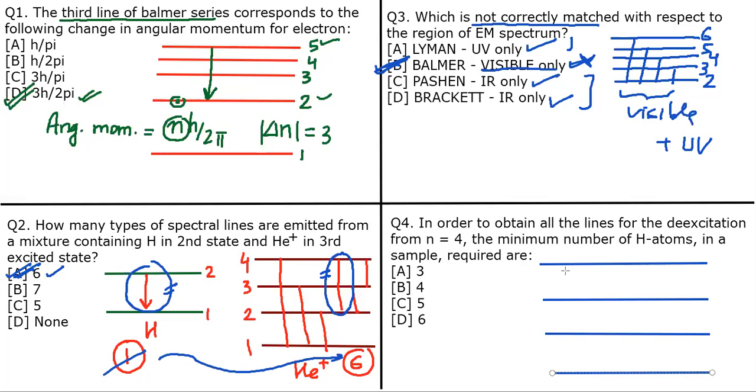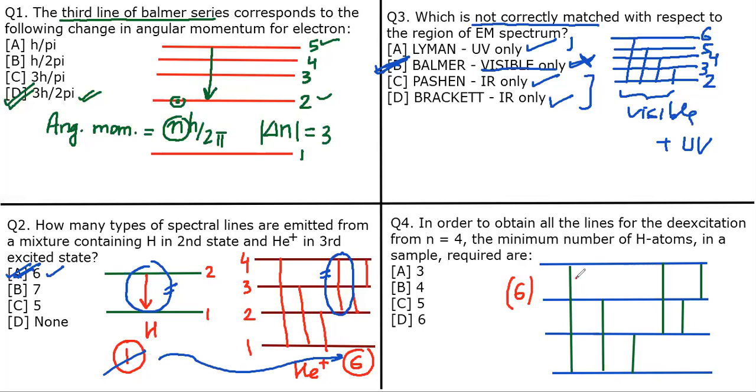So these are the lines: 4 to 1, then 3 to 1, then 2 to 1, then 4 to 2, 3 to 2, and finally 4 to 3. We can clearly see there are 6 lines in this, right? But we also know that some atoms can give more than one line. So surely we do not require 6 atoms.